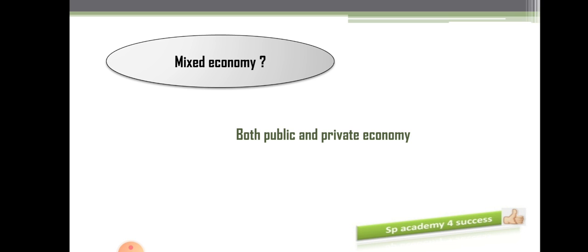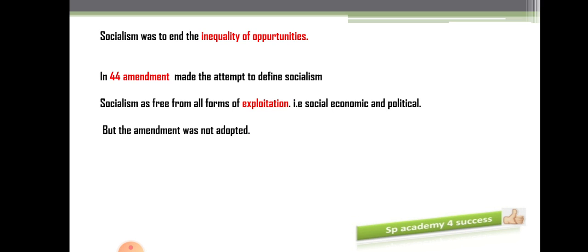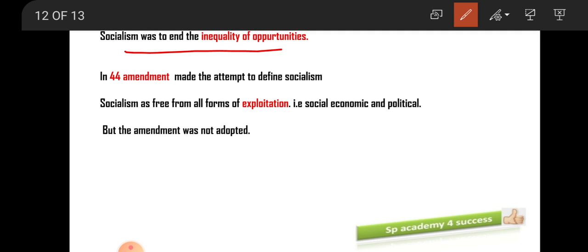Then what is the nature of socialism in India? What is the definition of socialism in India? The definition of socialism in India is to end the inequality of opportunity. We provide equal opportunities for each and every person, each and every member. That is the definition of socialism in our India.